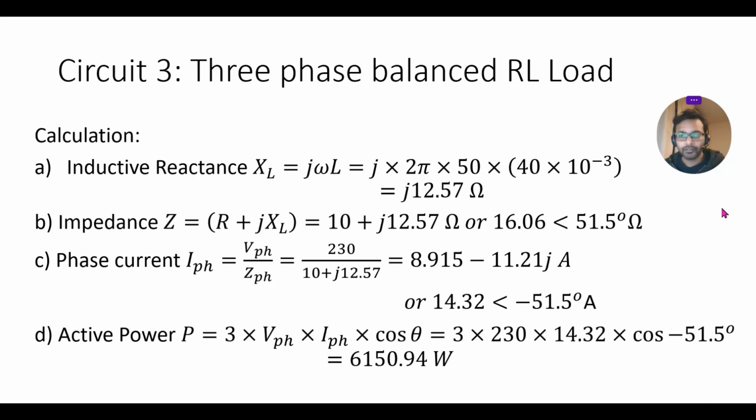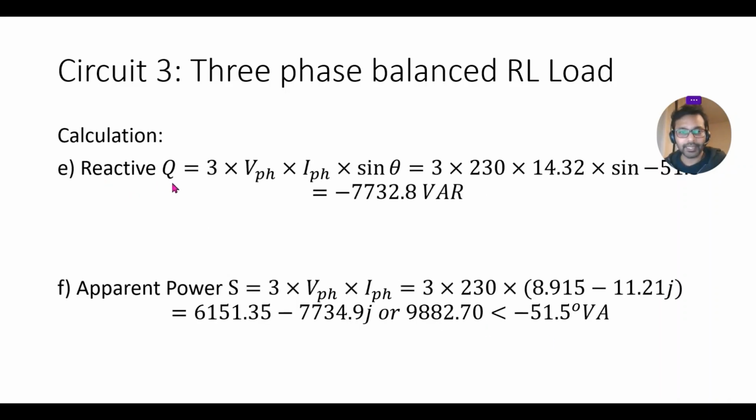If we come back to the slides, we can see that the active power is 6150, 10 to the power 3, so it's near about the same value. And the reactive power Q is coming out to be 7732, again 10 to the power 3, 7.732. It was somewhere around that value. So again, the measured values and the calculated values are quite close.